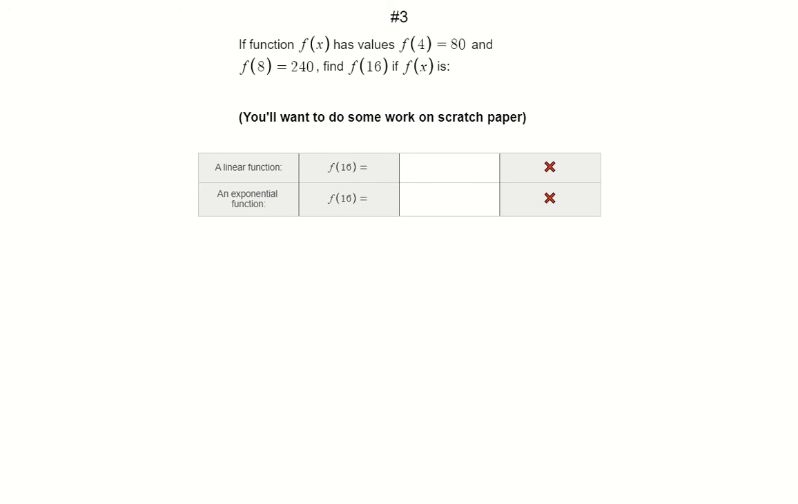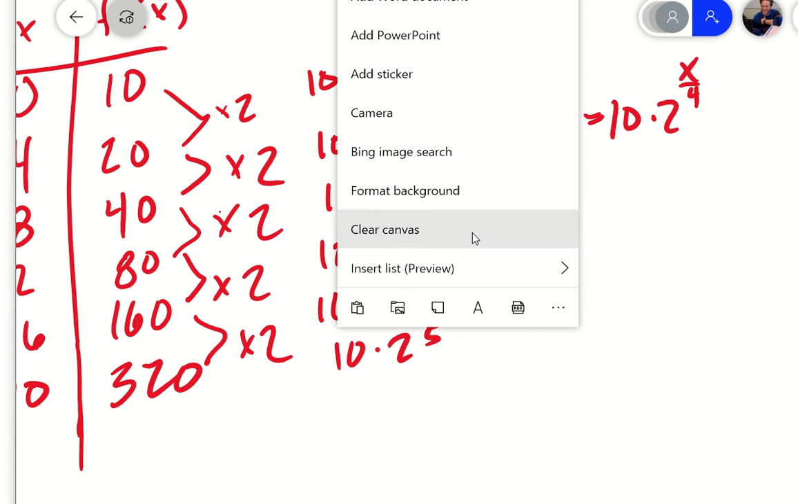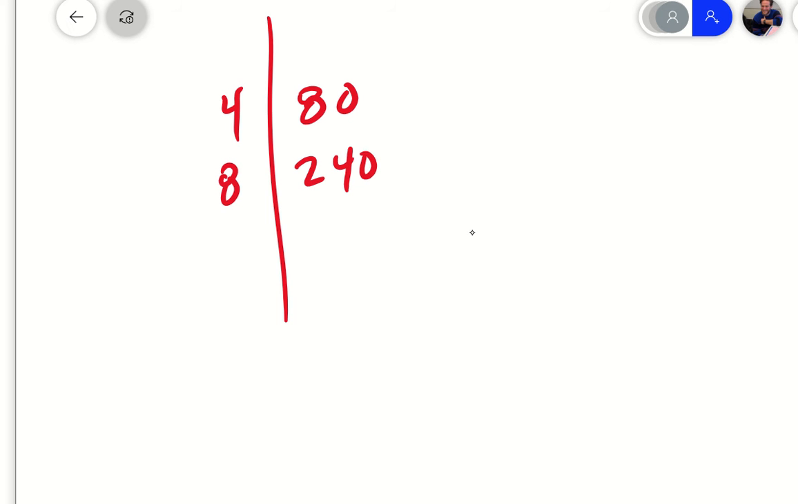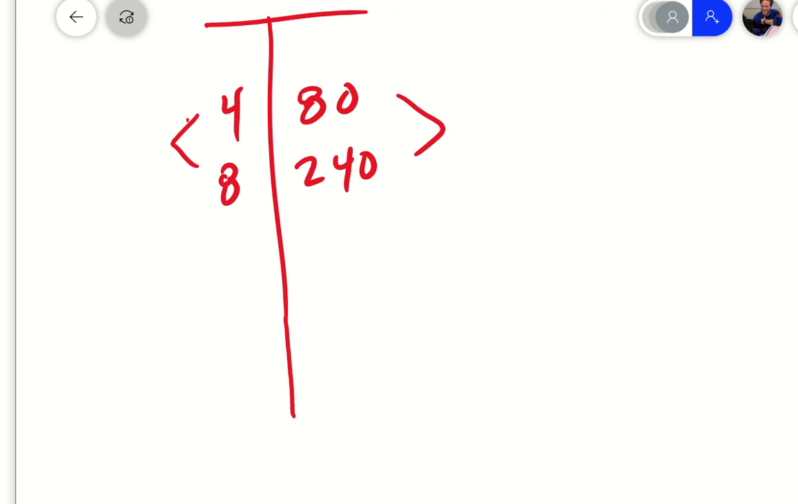Let's do another one. f of x has values f of 4 equals 80 and f of 8 equals 240. So first we're going to do it as a linear function. Are we still trying to find f of 16? So for linear, it's just going to be 4, 8, 12, 16, plus 4.